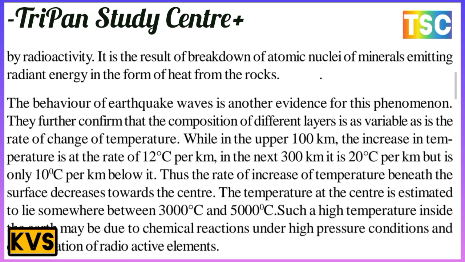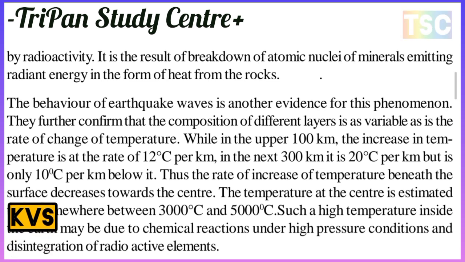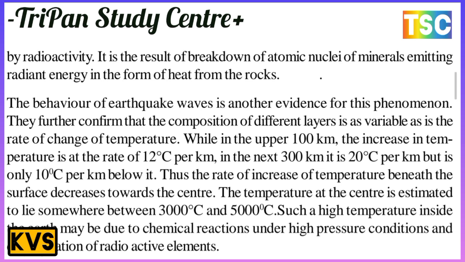The behavior of earthquake waves is another evidence of this phenomenon. It further confirms that the Earth is composed of different layers. The rate of change of temperature is variable. In the upper 100 kilometers, the temperature increases at the rate of 12 Celsius per kilometer. In the next 300 kilometers, it is 2 Celsius per kilometer, but it is only 1 Celsius per kilometer below it. Thus, the rate of increase of temperature decreases from the surface to about the center.